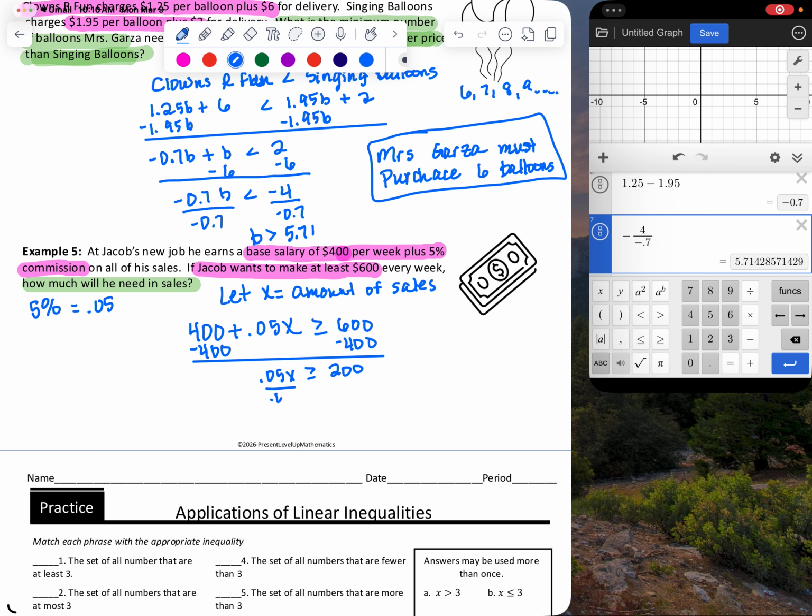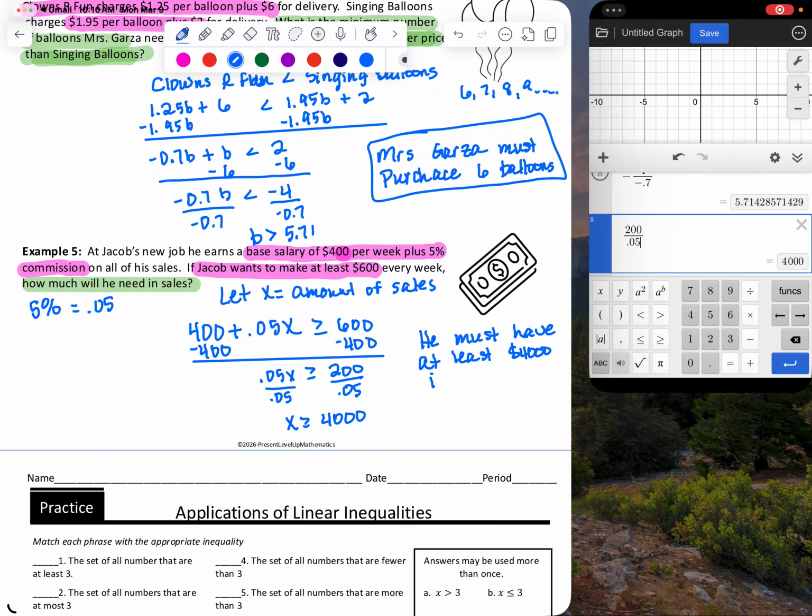And then I divided by 0.05. So 200 divided by 0.05 is $4,000. So he must have at least $4,000 in sales.